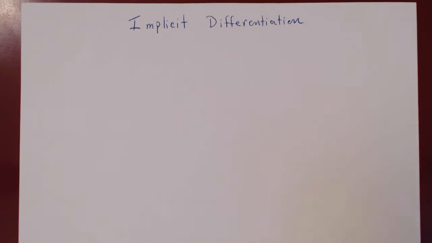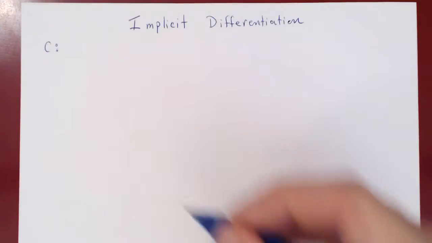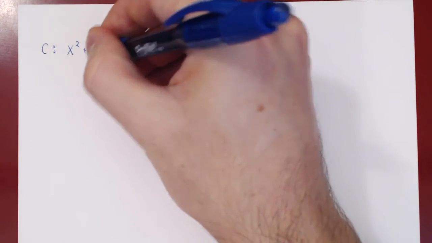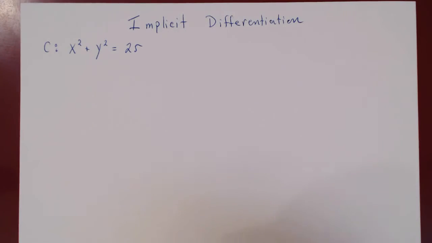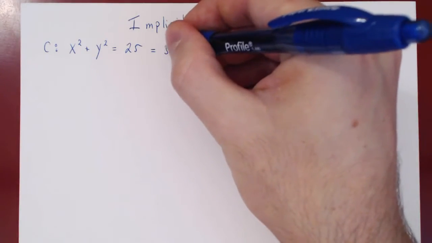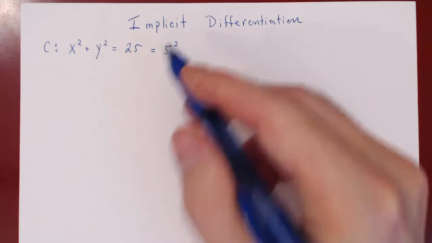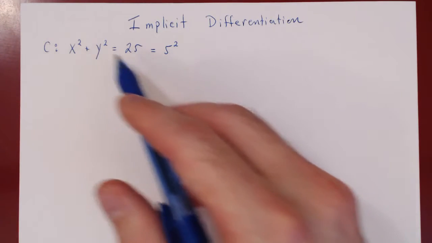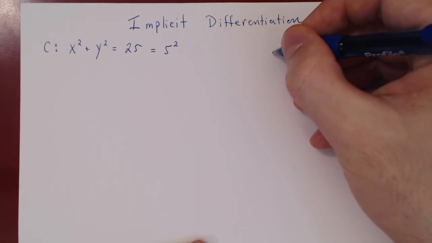Let's consider a very simple example that will illustrate the idea. Suppose we consider a curve, C, given by the following equation. We'll take x squared plus y squared is equal to 25. Notice that 25 is 5 squared, so the equation is x squared plus y squared equals 5 squared, and as you should know, this is a circle centered at the origin of radius 5. So let's sketch this curve.